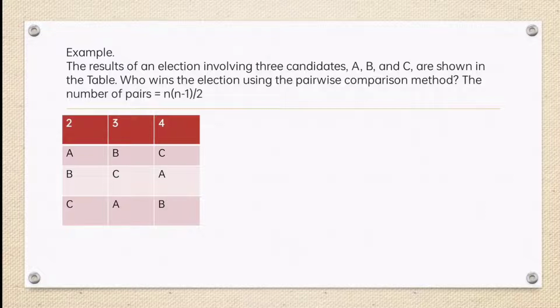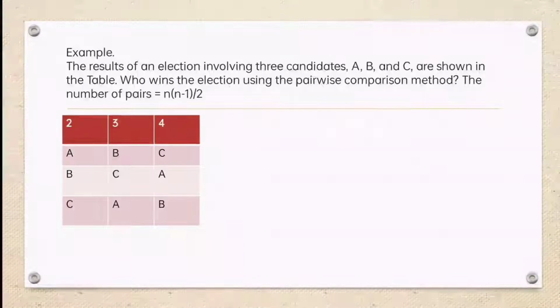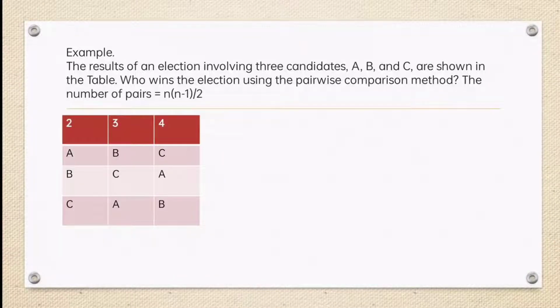Now let us compare A and C, leaving B out. A gets 2 votes from column 1, a total of 2 votes. C gets 3 votes from column 2 and 4 votes from column 3, a total of 7 votes. Thus C beats A, 7 votes to 2, and C is awarded 1 point.